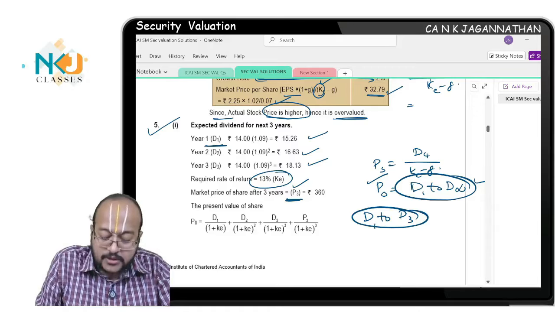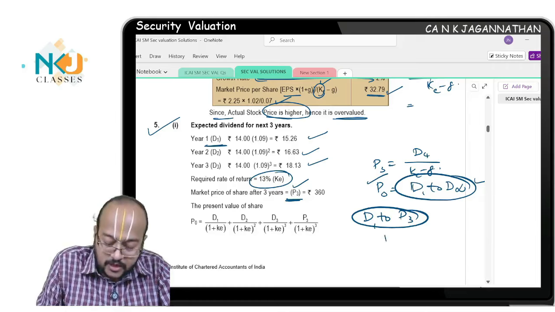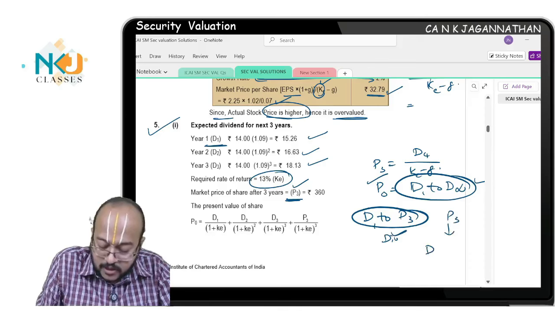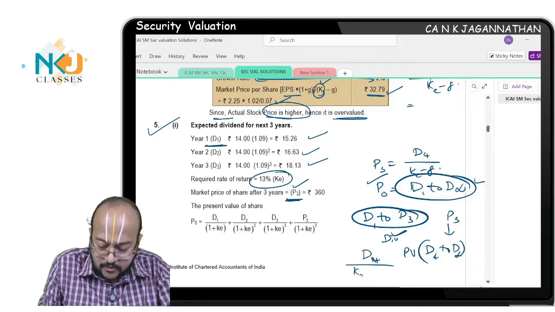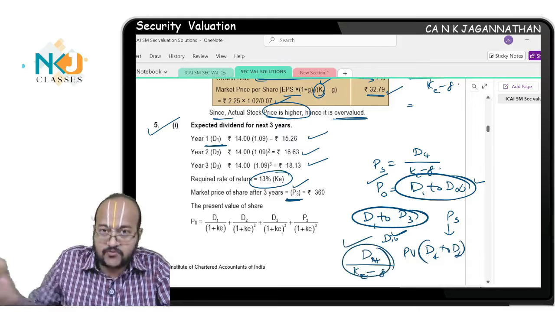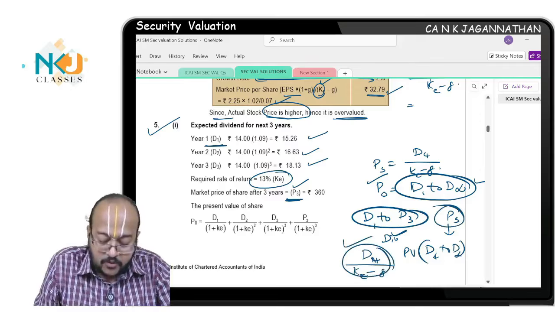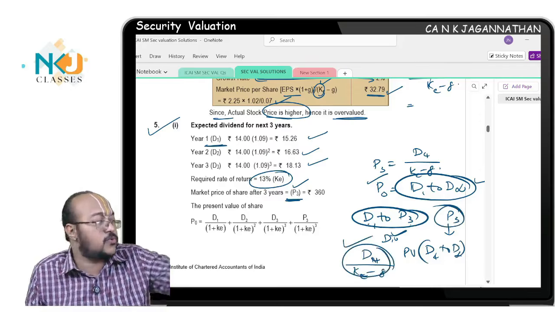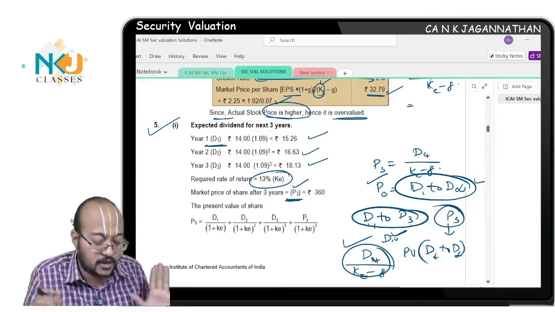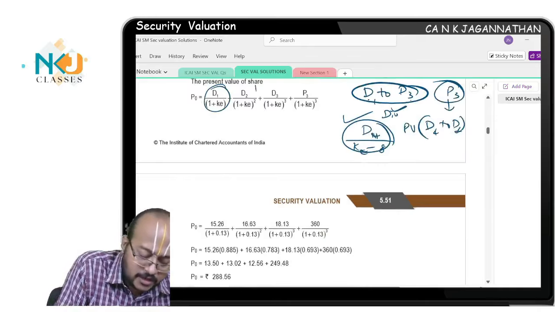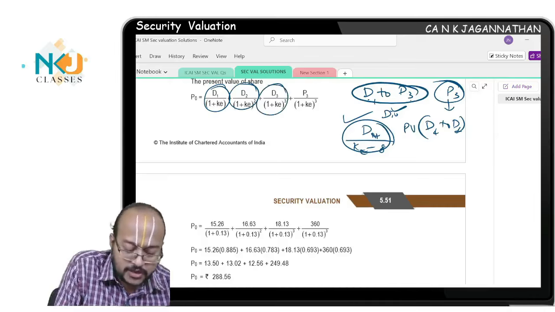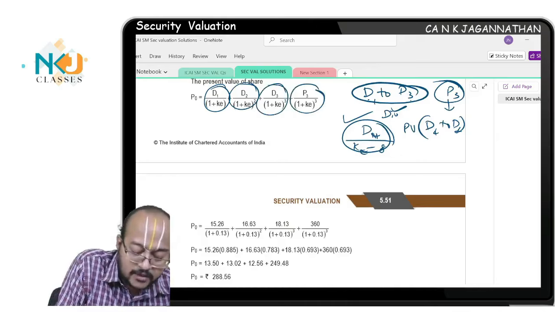Here, but you are holding the share only up to 3 years, right? Up to D1 to D3 you will receive as dividend, and P3 is there. P3 is nothing but the present value of D4 to D infinity, which means it is nothing but D4 divided by KE minus G, which brings all the future cash flows to present value terms at P3. D1, D2, D3 and P3, if you discount all this and bring it to present value terms, you will find the fair value of the share. See here what happens. D1 by 1 plus KE, the first year discounting rate, second year discounting rate you apply for D2, third year discounting rate you apply for D3, and P3 which you computed already.